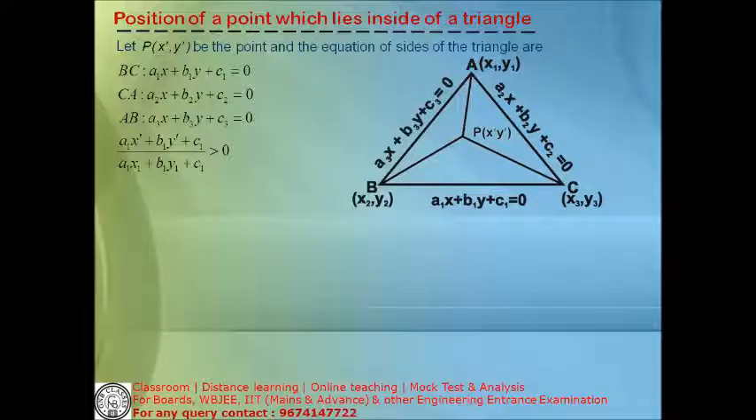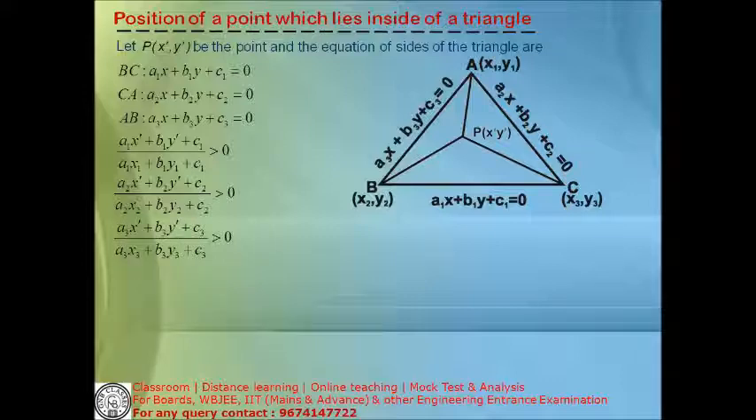Similarly, the points x2, y2 and x dash y dash are lying on the same side of a2x plus b2y plus c2 equals 0. So we can say a2 x dash plus b2 y dash plus c2, divided by a2 x2 plus b2 y2 plus c2, is greater than 0. Similarly, the points x3, y3 and x dash y dash are lying on the same side of a3x plus b3y plus c3 equals 0. Is this clear to all of you? So these are the three conditions that we get when the point P is lying inside the triangle.